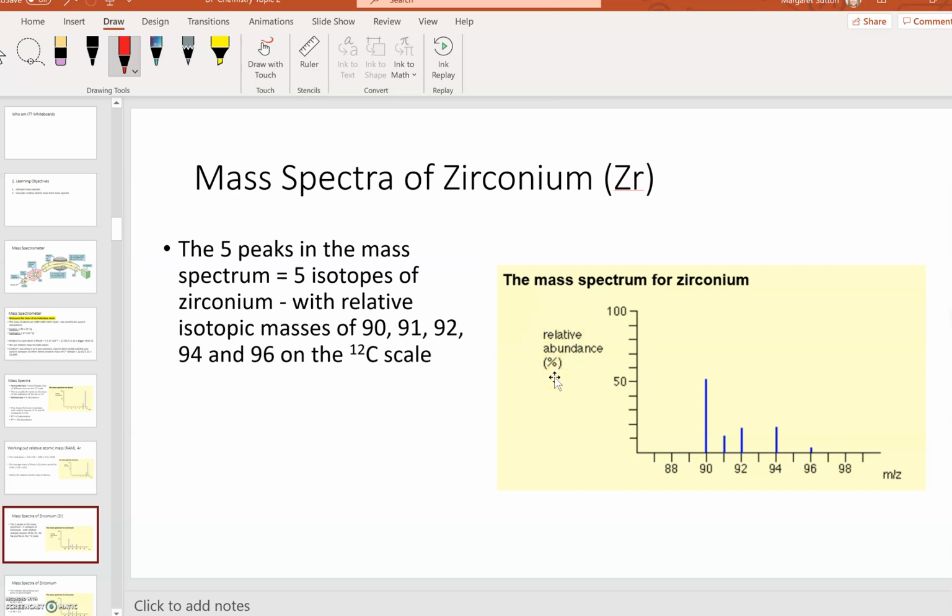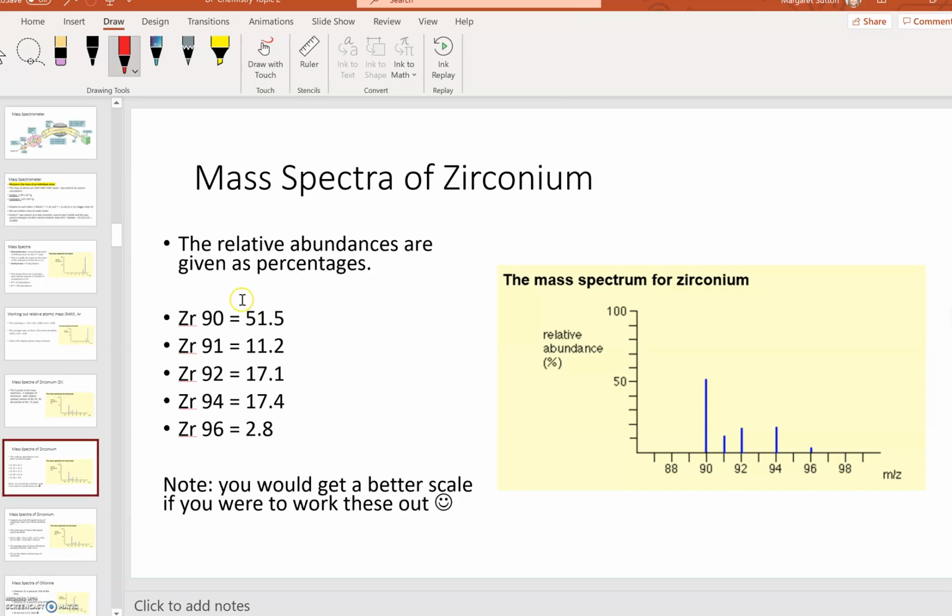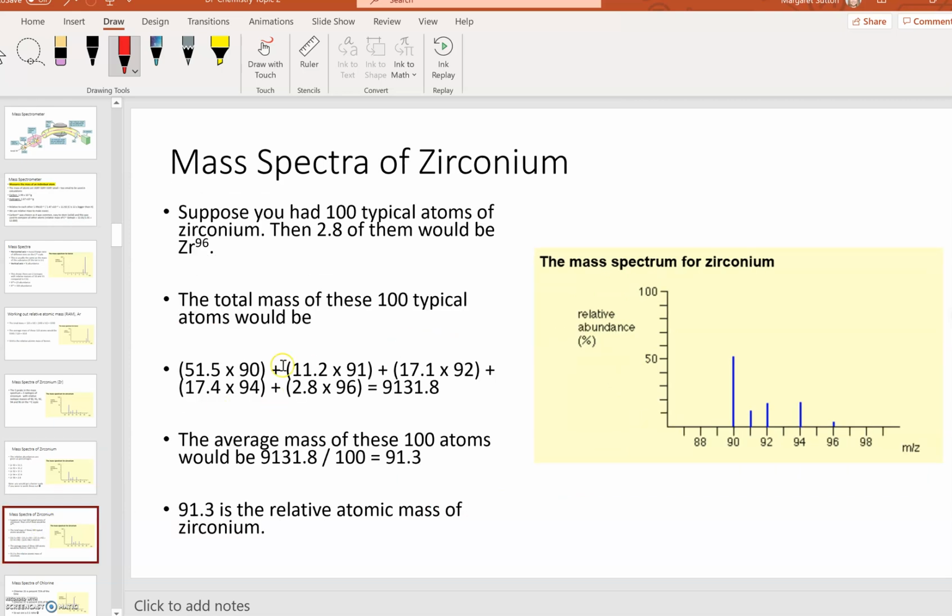I prefer this as a scale because that means it's out of 100. So here are the relative abundances of zirconium. 90 is 51.5, so it's the most common, then 91 is 11.2, 92 is 17.1, 94 is 17.4, and 96 is 2.8. So 96 is not common at all. So we can calculate this relative atomic mass the same way we did before.